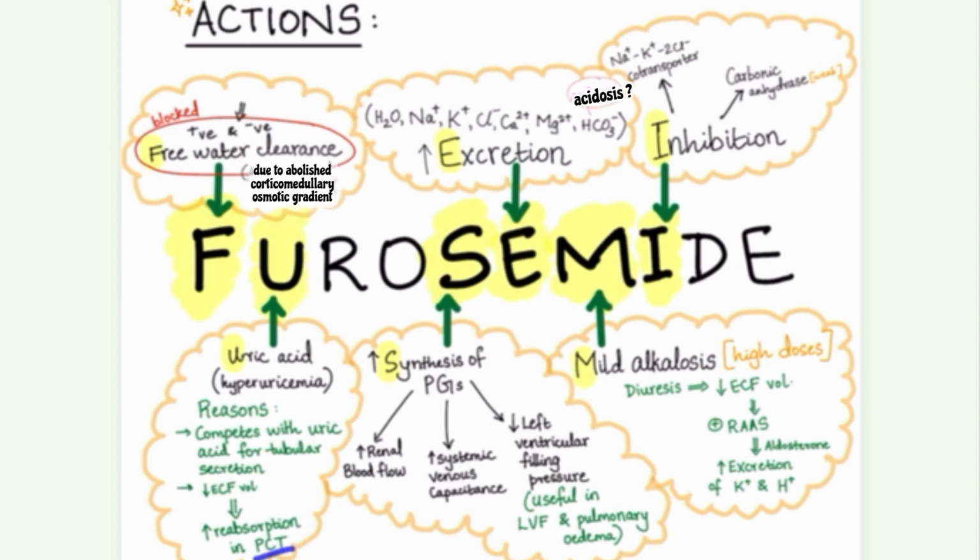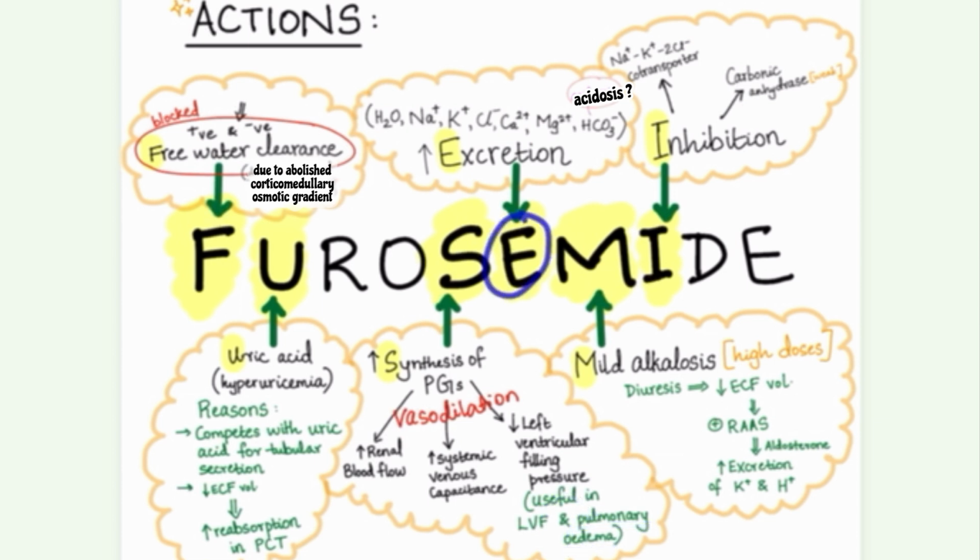Next we have S, which stands for increased synthesis of prostaglandins. Now prostaglandins are known for causing vasodilation. This will increase the renal blood flow, increase systemic venous capacitance and decrease left ventricular filling pressure. Now this is the reason why it is useful in left ventricular failure and subsequent pulmonary edema.